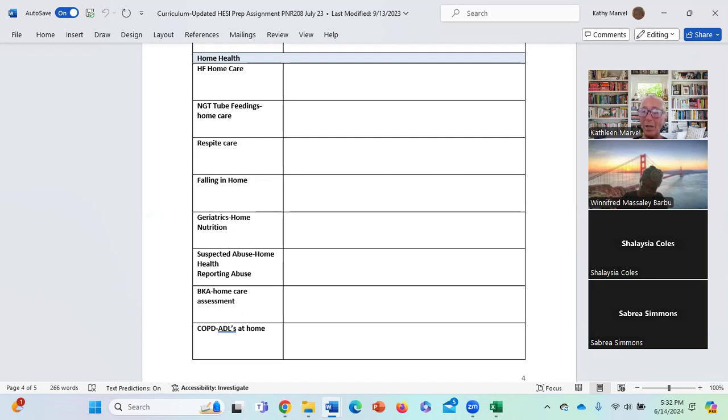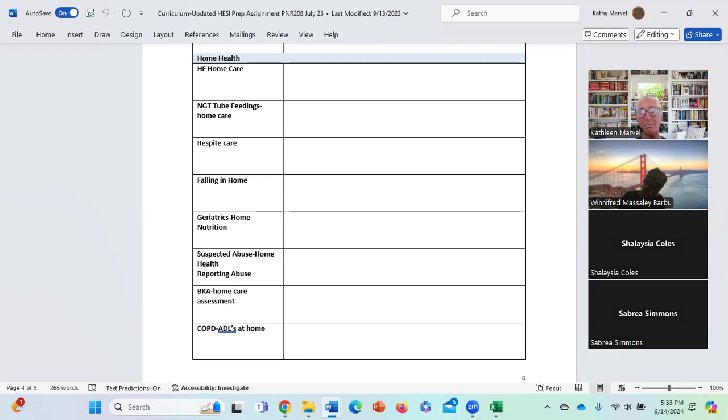We tend to forget about the caregiver, right? And the caregiver has to be looked after as well, because we don't want the caregiver stressed and burned out and potentially doing things that they shouldn't be doing: neglect, abuse, right? We need to make sure we take care of the caretaker. Falling at home, that's pretty self-explanatory. Home nutrition for the elderly. What's important about suspected abuse, home health, reporting abuse? Mandated reporting, right? We're all mandated reporters.